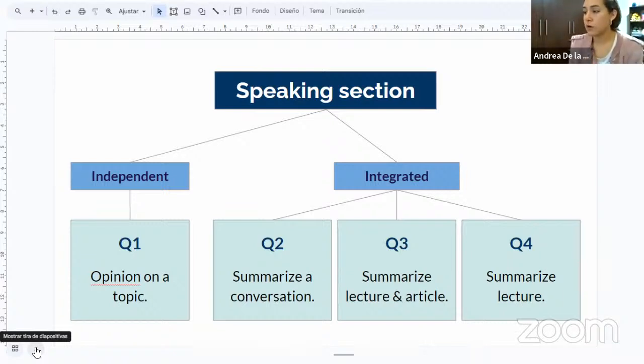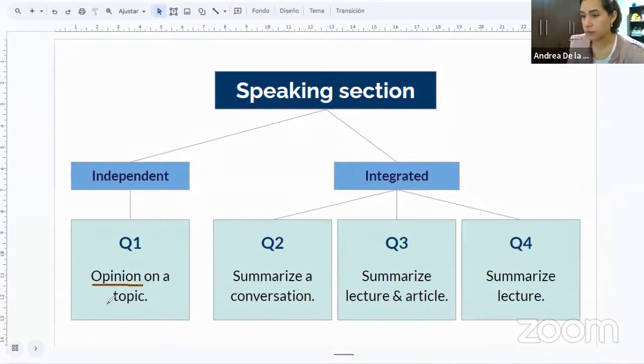Now these questions are organized in independent questions and integrated questions. What does that mean? Pretty much independent means that in the first question, which is independent, you guys are going to have to talk about yourselves. You're going to have to talk about your own opinion on something. You're going to have to present your opinion about something. And in the integrated questions, you won't have to give your opinion. You're only going to focus on summarizing something, either a conversation, a lecture, a reading, whatever it is, but you have to focus on summarizing something else.